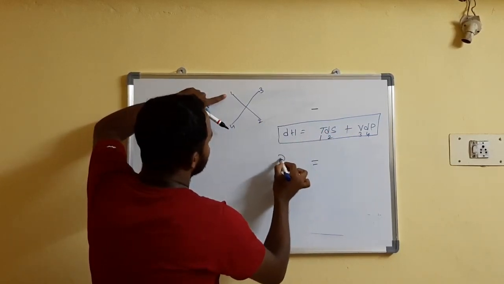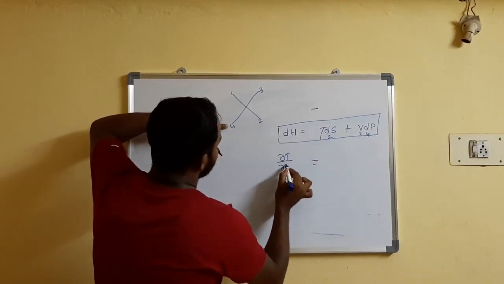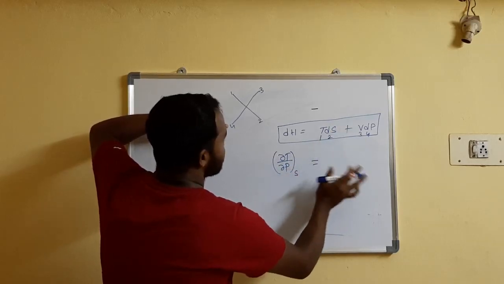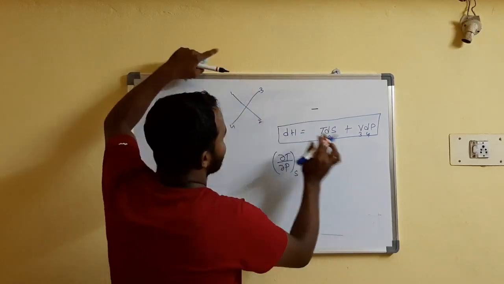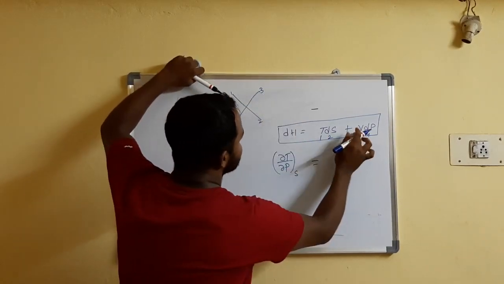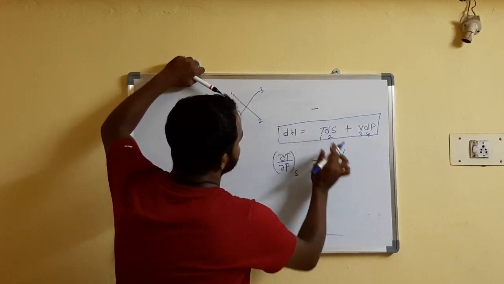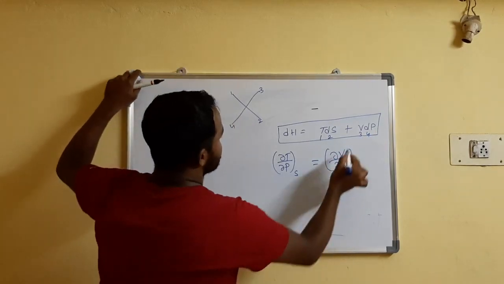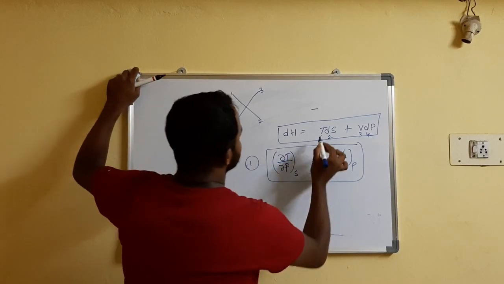So T is what? Dou T. 4 is what? Dou P. Dou T by dou P. The remaining part is S. The plus symbol is on both sides, so no need to put plus again. So negative. What is the third? 3 is Dou V by, and 2 is Dou S, simply in presence of V. So this is the first relation, that is Maxwell equation 1. Just remember, friends.